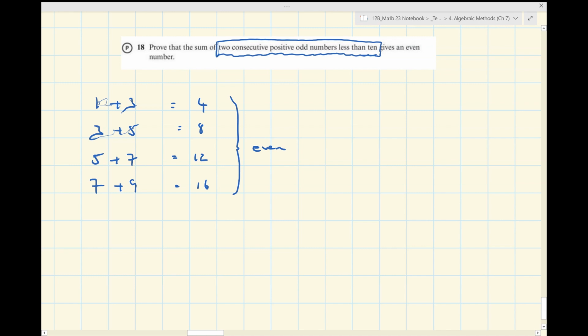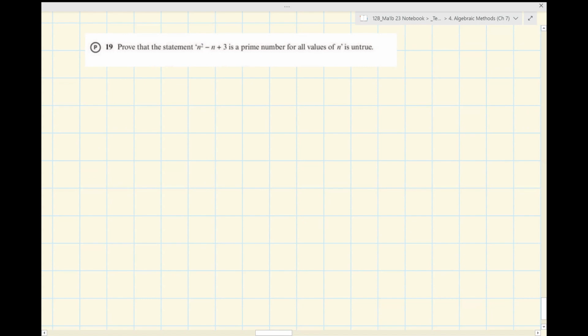I believe I've done it. That's question 18 done. Prove that the statement n squared minus n plus 3 is a prime number for all values of n is untrue. Well, I'm going to try and prove that by contradiction. I'm going to find an n which gives me an answer which is not prime.